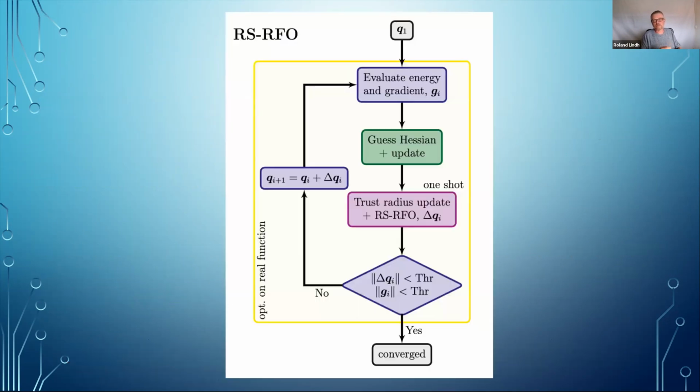So let me just briefly show you the flow chart of a conventional calculation. Here we have a restricted step RFO optimization. You start with some coordinates, you compute the gradients, you guess a Hessian. If you have several data points, you can do an update, and then you do a rational function optimization here. You compute your displacements. If the displacements are small and the gradients are small, you converge. Otherwise, you make a displacement and you continue around like this.